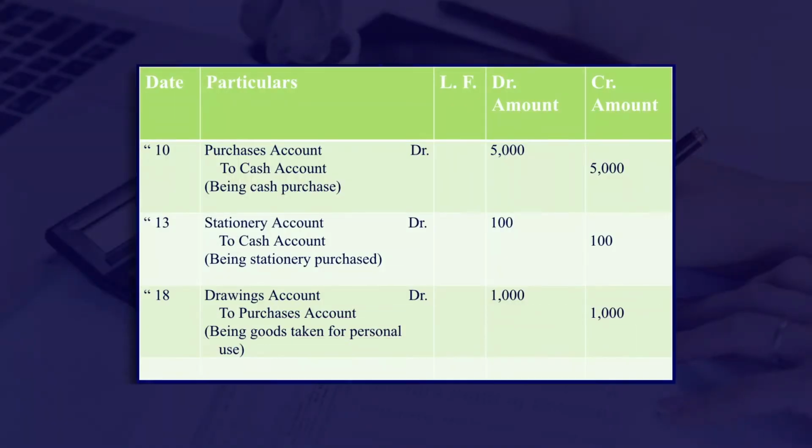Now, the next transaction is drawing account debit to purchases. So, well friends, here you will find drawing account debit to purchases. So, you will find 1,000 rupees in the debit side of drawing account and 1,000 rupees in the credit side of purchase account. So, in the debit side of drawing account 1,000 rupees.